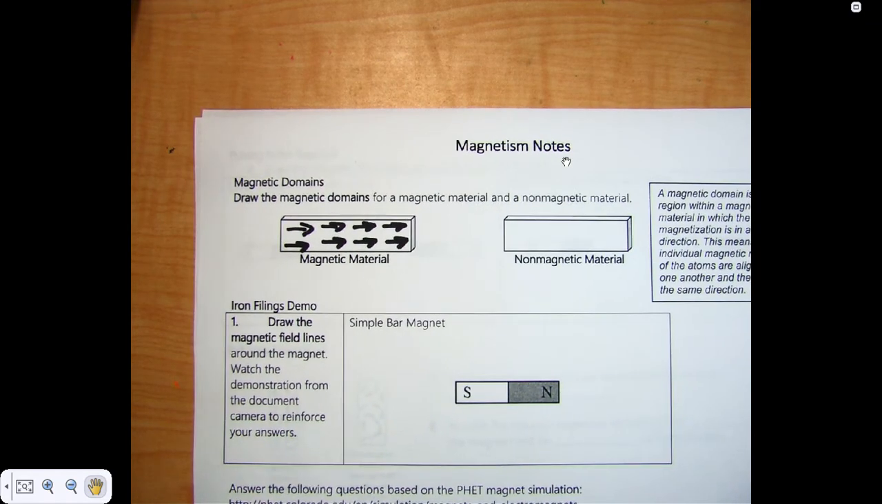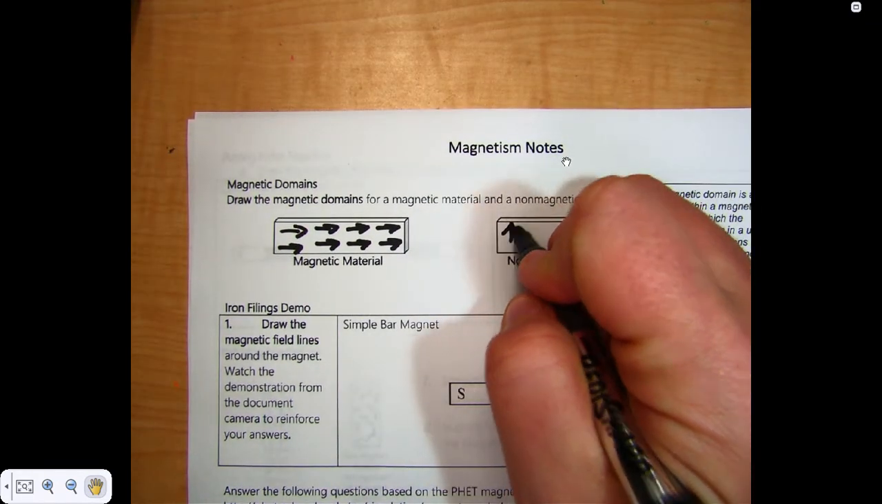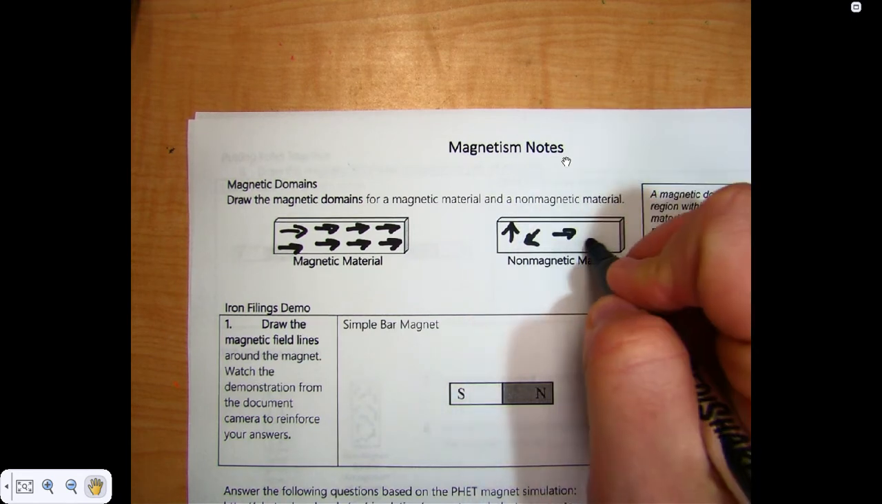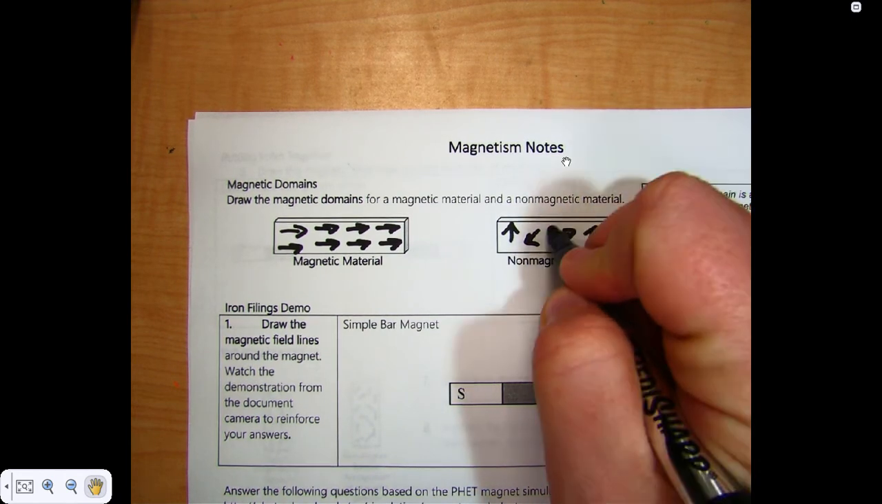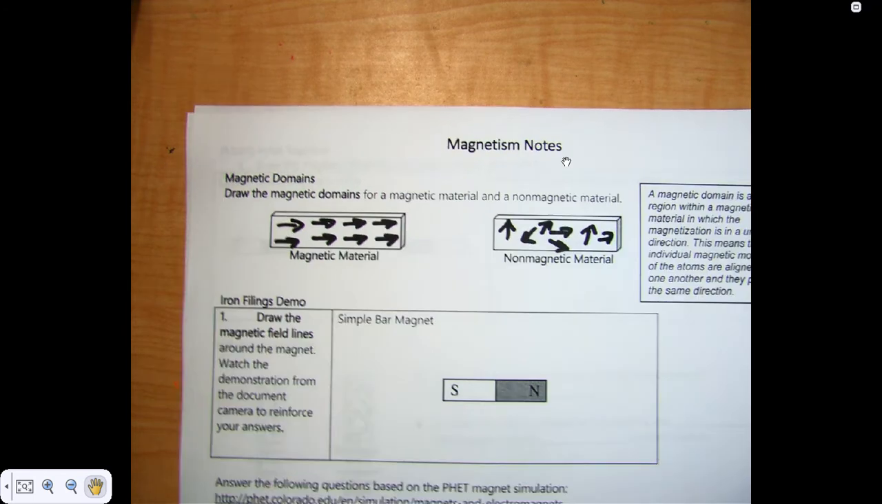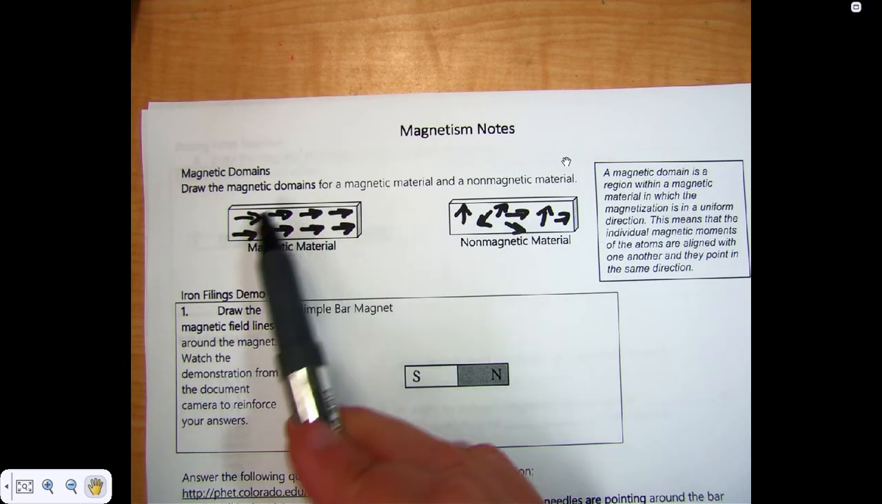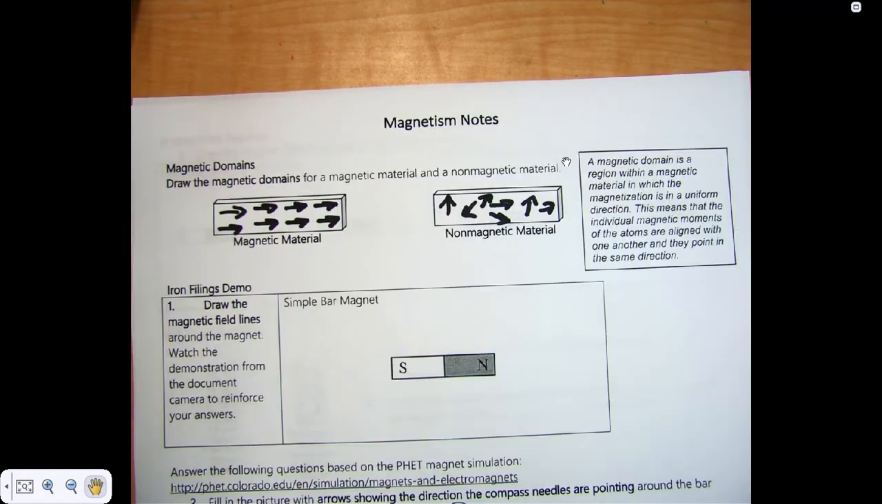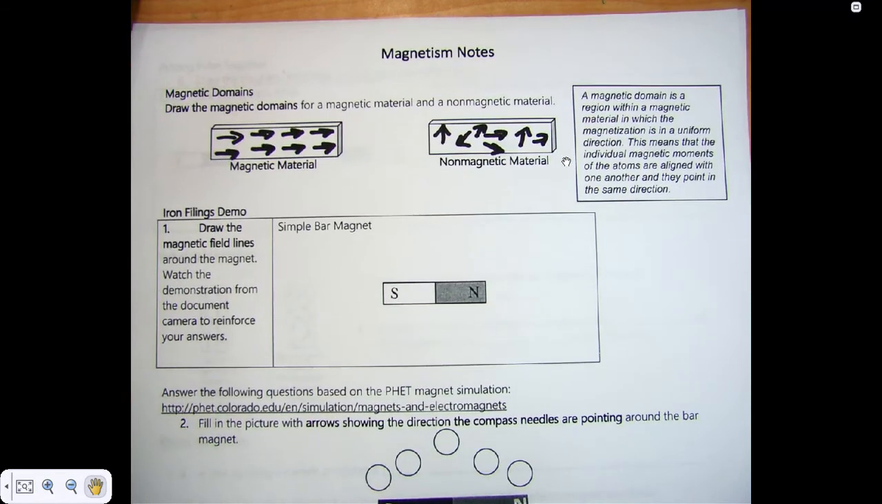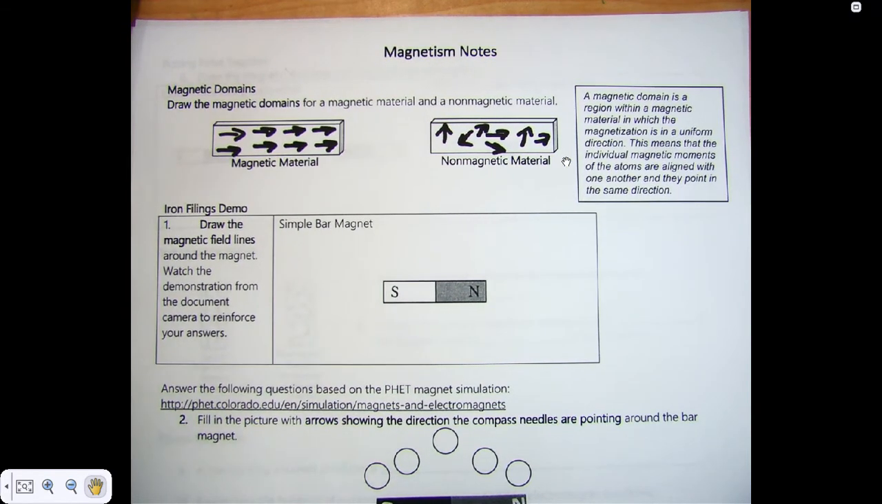In a non-magnetic material, they're all in random places. So up, down, diagonal, to the side. They're all going different directions. So this is magnetized, this is not. I'm going to flip back and forth from the notes so you can see some stuff. Feel free to pause when you're drawing your things so that you can catch back up.